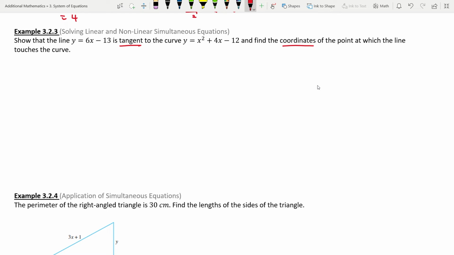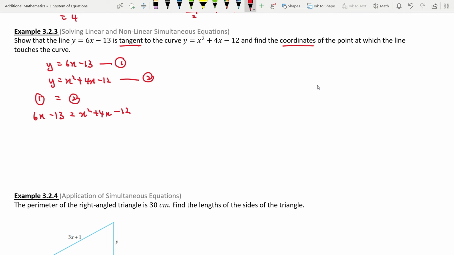We are given two equations. The first one, y is equal to 6x minus 13. We let it be equation 1. And the second equation, y is equal to x squared plus 4x minus 12. We let it be equation 2. Both equations have y as their subject. Hence, equation 1 is equal to equation 2. 6x minus 13 is equal to x squared plus 4x minus 12.